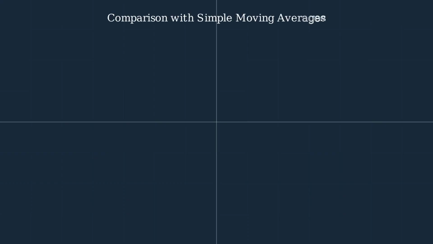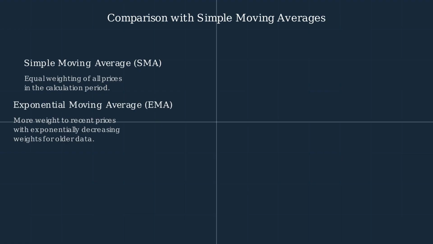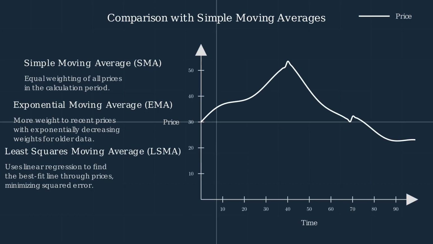Let's compare the least squares moving average with traditional moving averages, examining their key differences. The simple moving average gives equal weight to all prices in the calculation period. The exponential moving average assigns more weight to recent prices, with weights decreasing exponentially for older data. The least squares moving average uses linear regression to find the best fit line through prices, minimizing the sum of squared errors. Let's visualize these differences on a price chart.